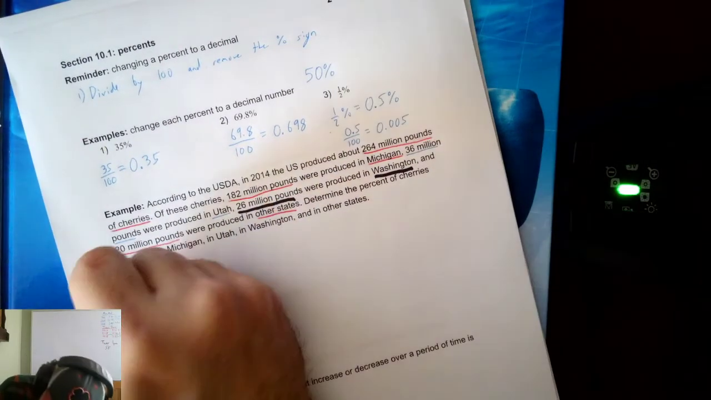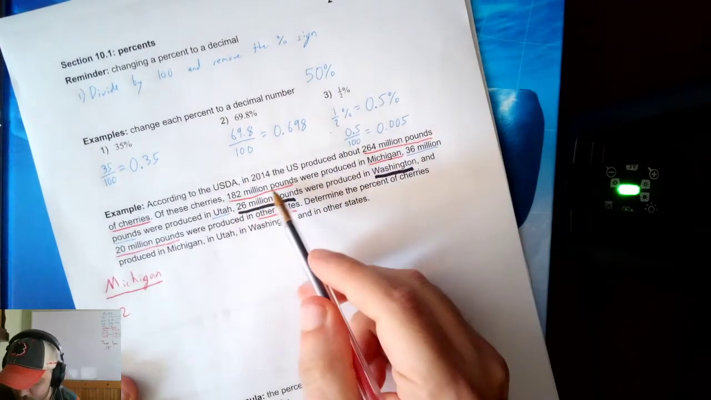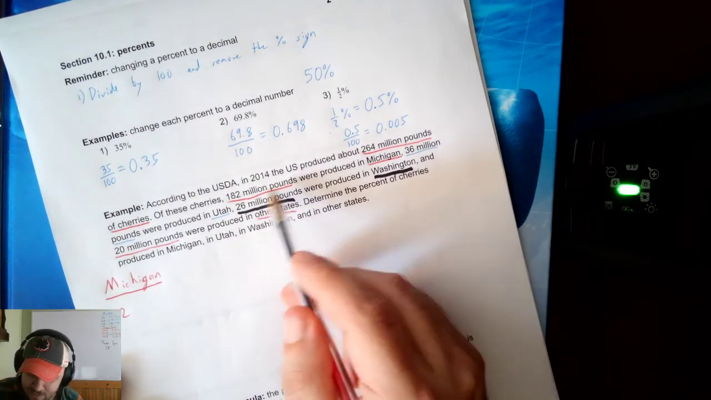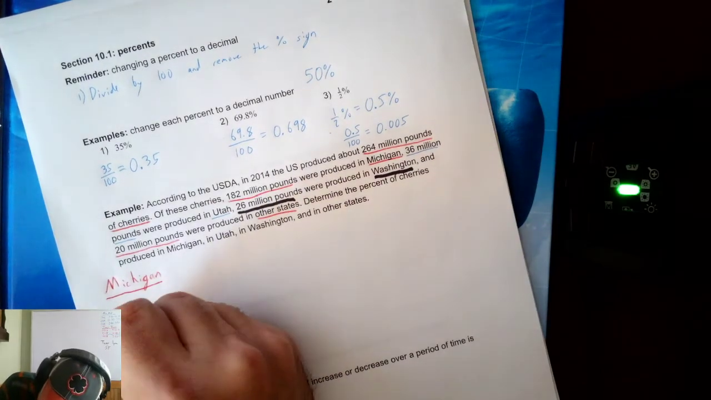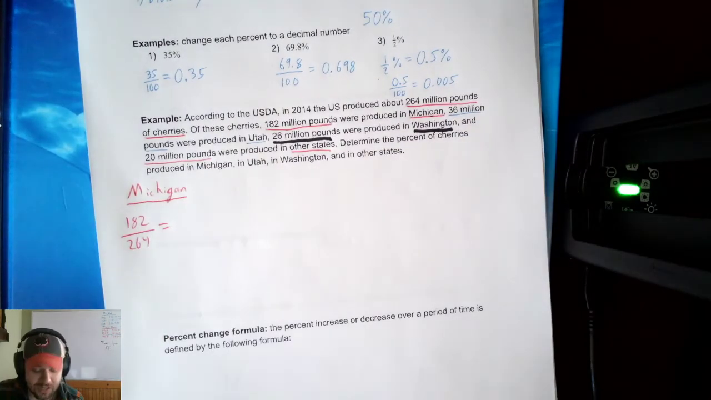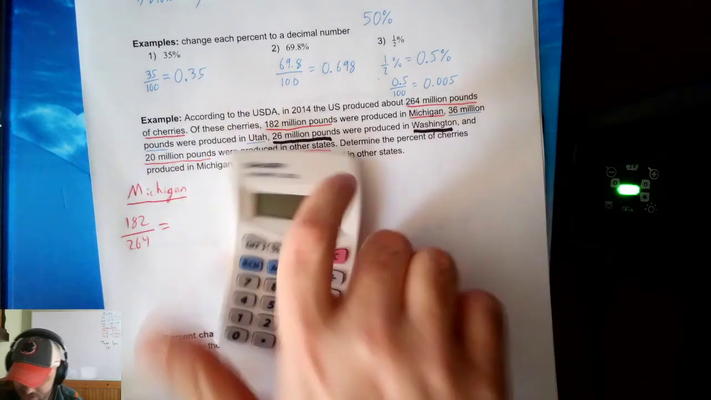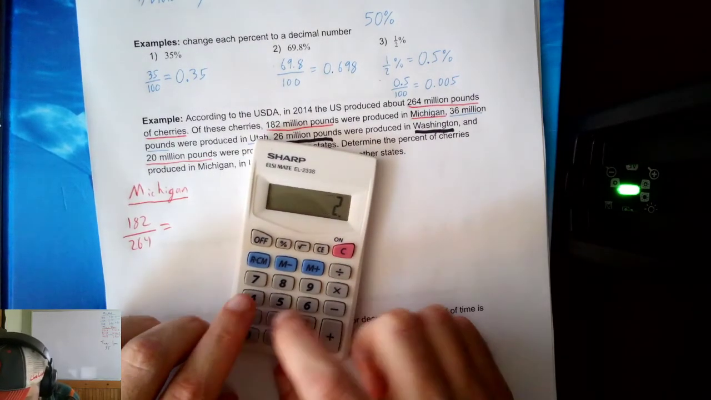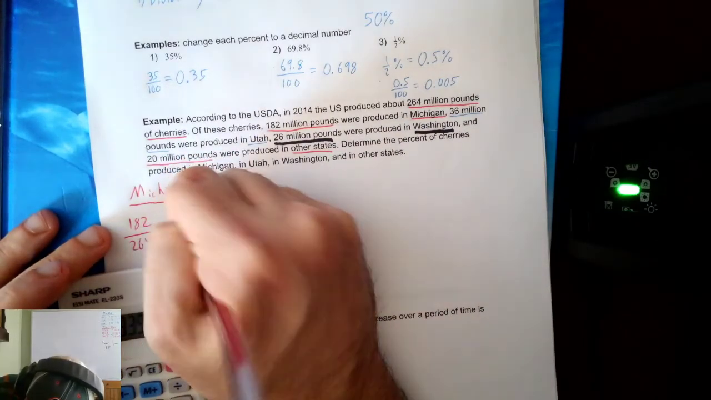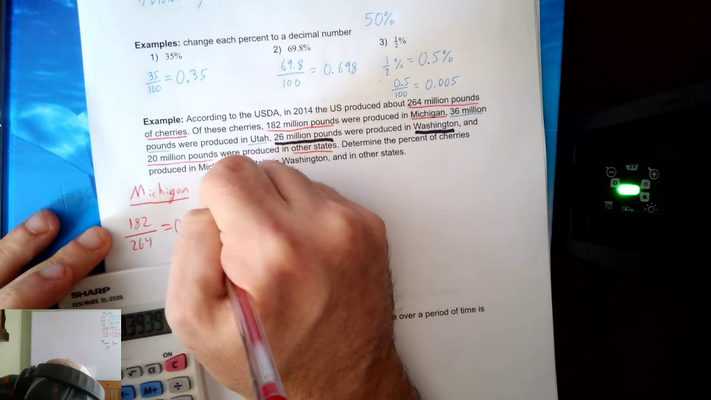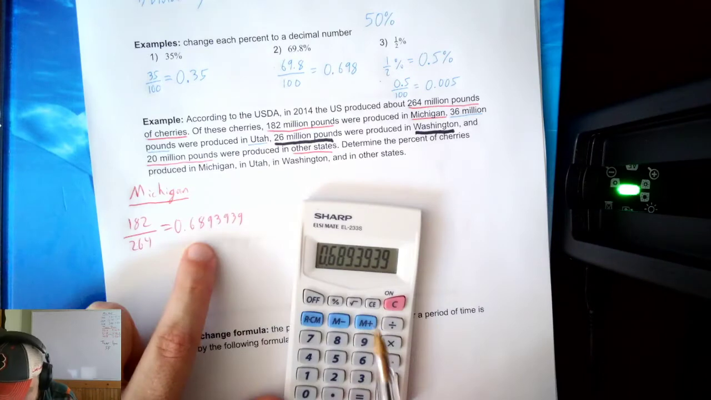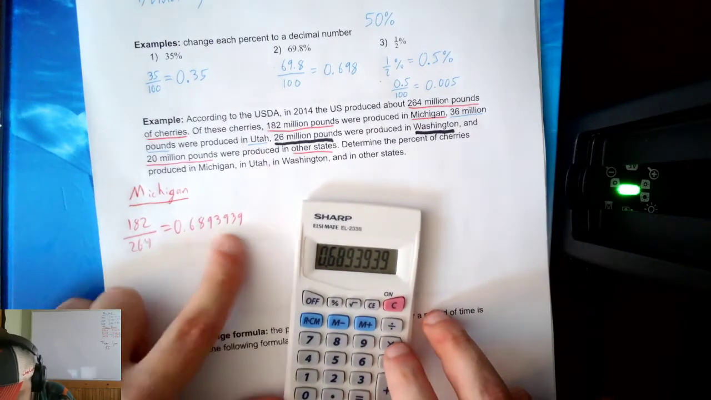Michigan produced 182. Now, the million pounds part doesn't matter because all the measurements were in millions. Million pounds is my unit. So I can just put this out of 264, because 182 out of 264 will allow me to get my decimal value. Let's see what happens. 182 divided by 264 gives me a whole big decimal, 0.6893939. Looks like we got some repetition.